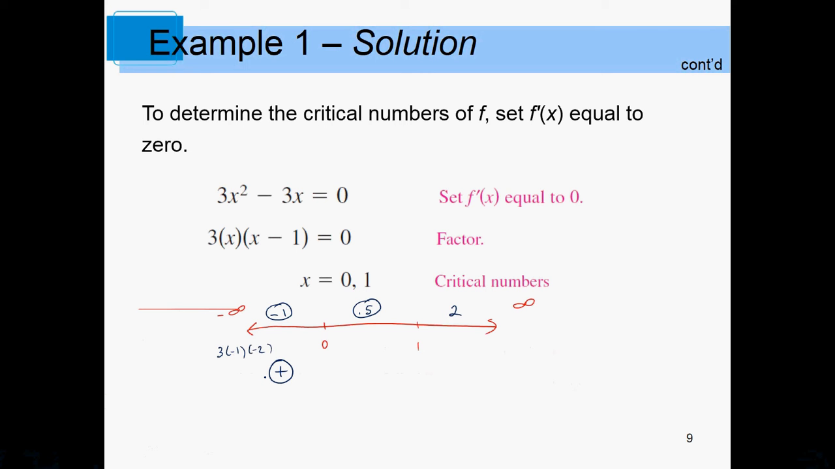All right, if we plug in 0.5, we get 3 times 0.5 times 0.5 minus 1, which is negative 0.5. So we got a positive times a positive times a negative. That's negative, right? And then when we plug in 2, 3 times 2 times 2 minus 1, which is 1, positive, positive, positive, means positive. Okay?